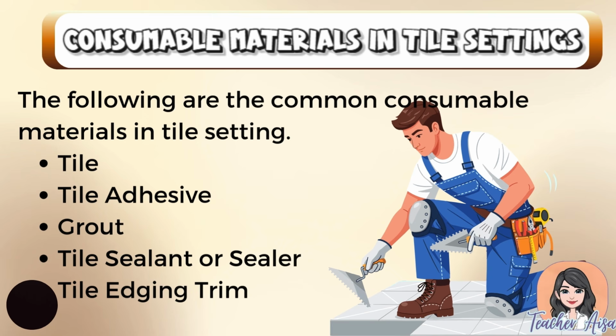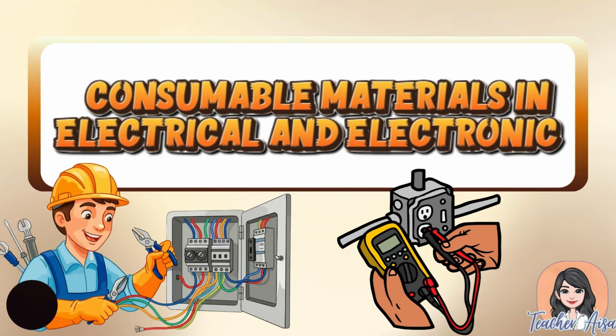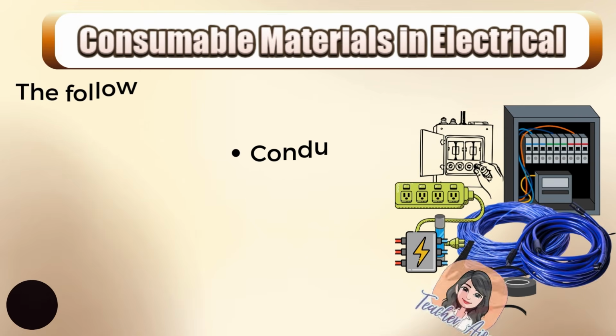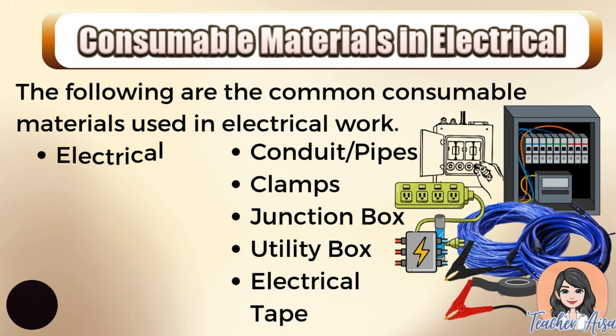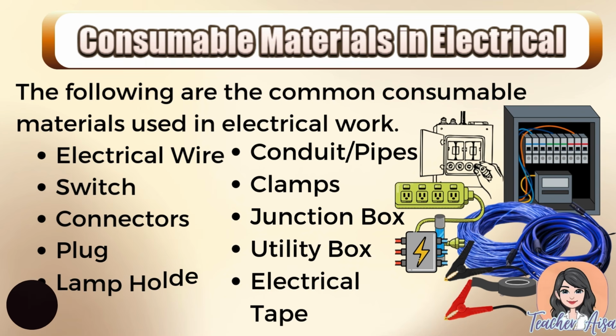Consumable materials in electrical and electronics. These materials are used during installation, assembly, or repair and are often consumed or replaced after use. Proper selection and handling ensure safe, efficient, and reliable electrical and electronic systems. Electrical work consumable materials. Electrical work uses consumables like electrical wires, switches, plugs, breakers, and electrical tape. These materials ensure proper power distribution and safety. Correct installation prevents electrical hazards.